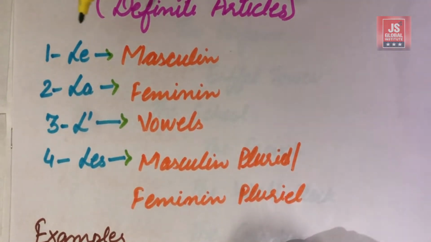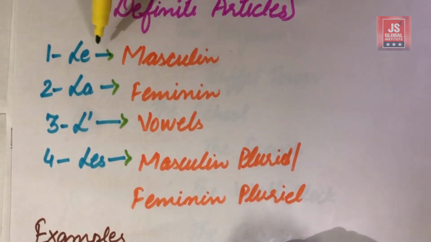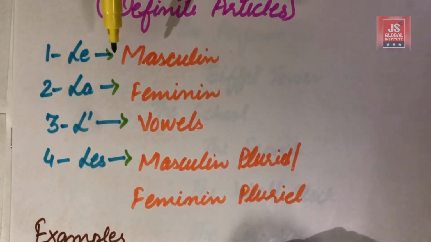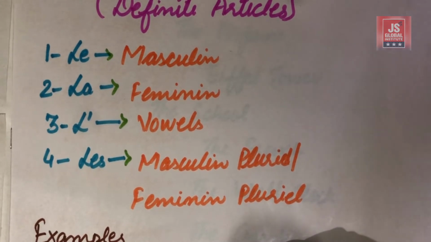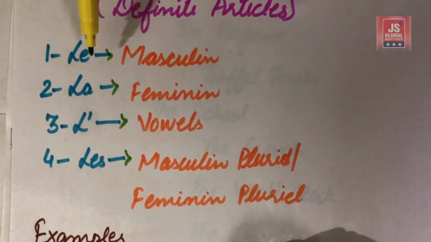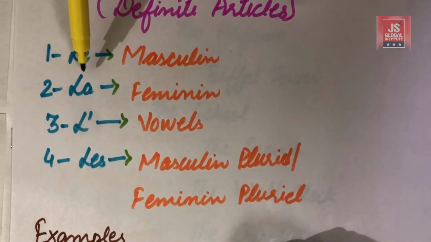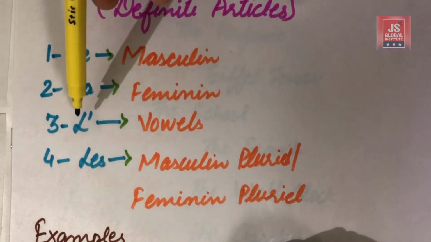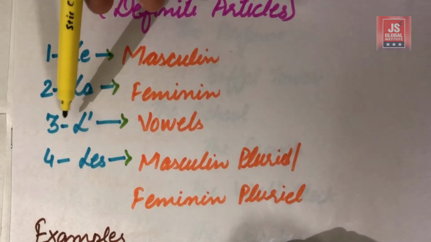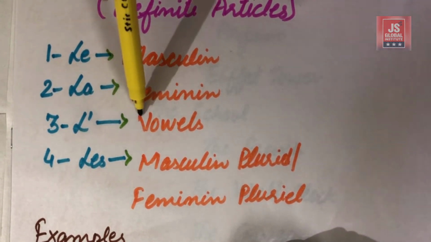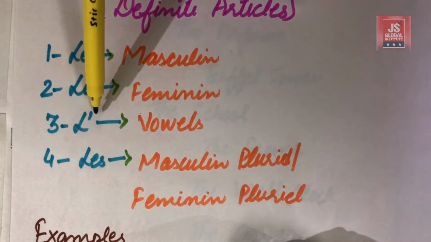Number 1 is le. So this le means the basically, which is used for masculine things. As I mentioned earlier in my episodes as well, everything in French has been divided into genders, that is masculin and feminin. For masculine things we use le. For feminine things, we use la. For anything that starts with a vowel, we use l apostrophe. So here it doesn't matter whether the thing is masculine or feminine. If that thing starts with a vowel, then l apostrophe will be used.